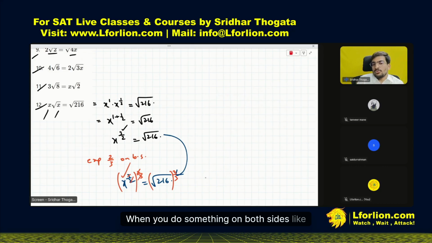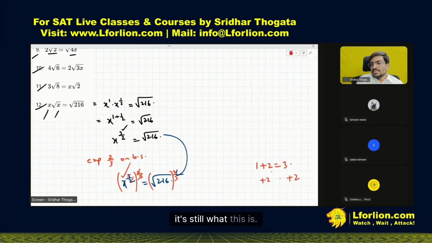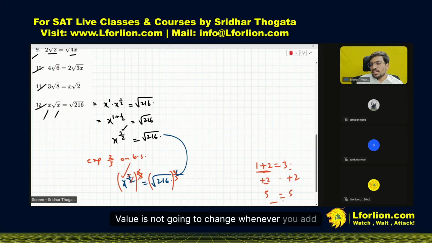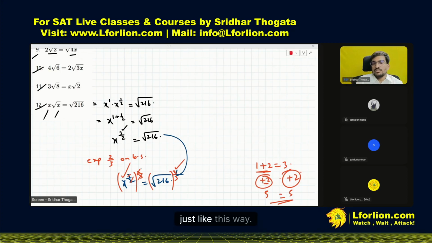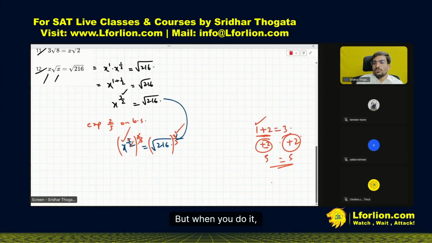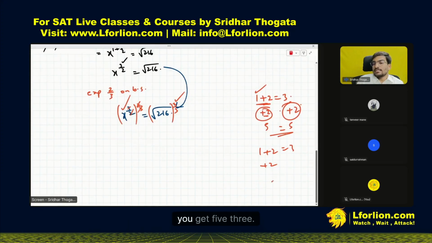When you do something on both sides, like 1 plus 2, that is 3. When you add 2 on both sides, it's still balanced: 1 plus 2 plus 2 is 5, and 3 plus 2 is 5. The value is not going to change whenever you add something on both sides. Whenever you do power 2 by 3 on both sides, the value on both sides is not going to change. But if you add 2 on only the LHS, you get 5 and 3, no, this is not true. So whenever you do something on both sides, it's balanced.